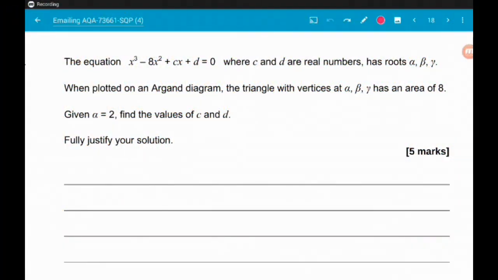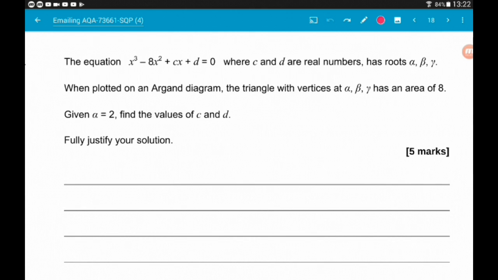Okay, question 11. The equation x cubed minus 8x squared add cx add d equals 0, where c and d are real numbers, that's an important little bit, has roots alpha, beta and gamma. When plotted on an Argand diagram, the triangle with vertices at alpha, beta and gamma has an area of 8. Given that alpha is equal to 2, we need to find the values of c and d. So quite a tricky one, this one.